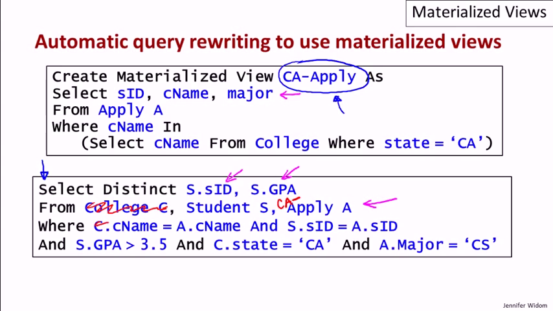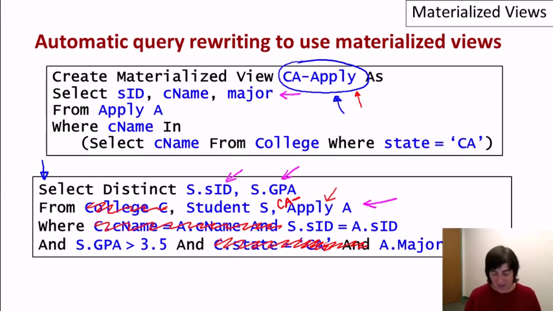With the college table gone, we don't need that first join condition anymore. And we also don't need to check that the college is in California. That's taken care of in our view. The remainder of the query, with apply replaced by California apply, will give us exactly the same result, and presumably it will do it much faster, again because some of the work in executing the query and evaluating the conditions has already been done when the view was created.